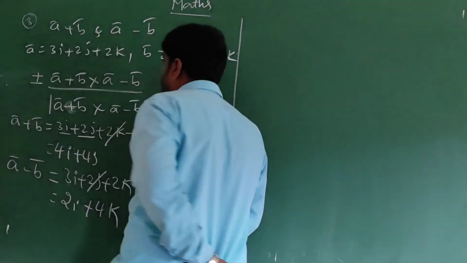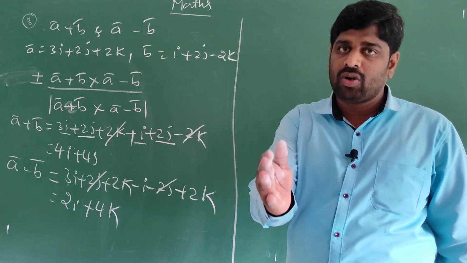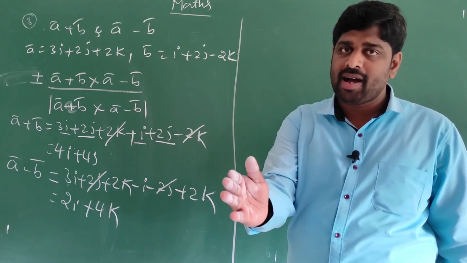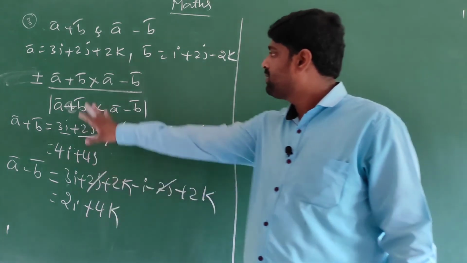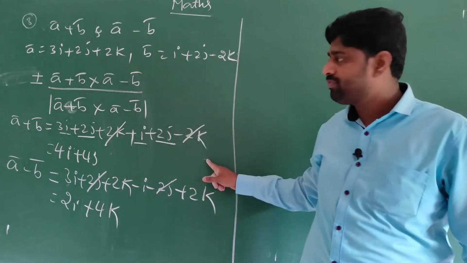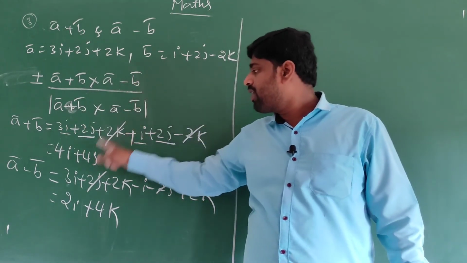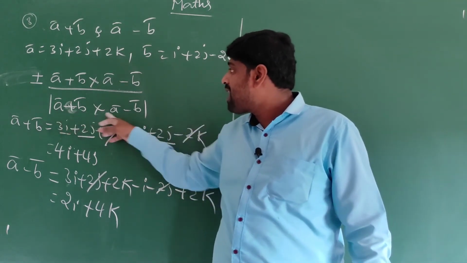So what is the formula? The unit vector perpendicular to a bar plus b bar and a bar minus b bar. The formula is this one. a bar plus b bar, I already got the value. a bar minus b bar, I already got the value. Now I have to find the cross product.